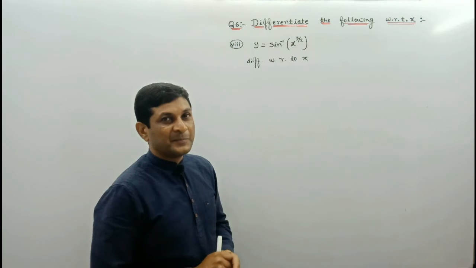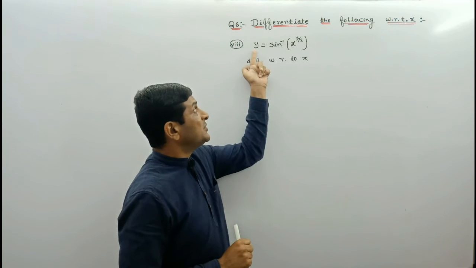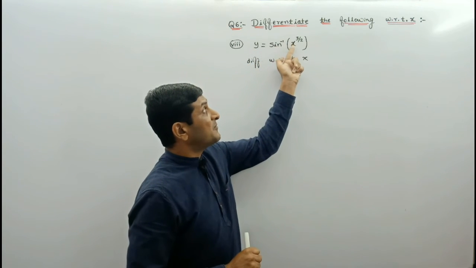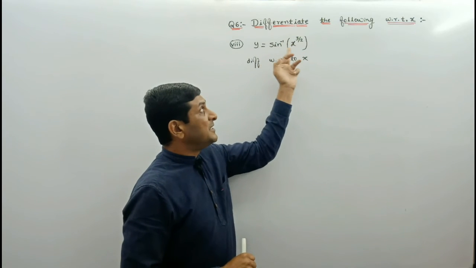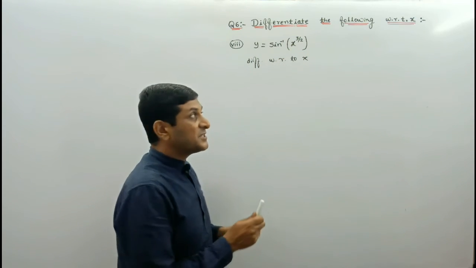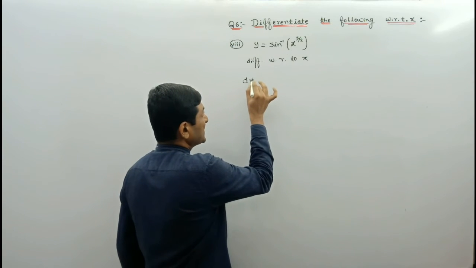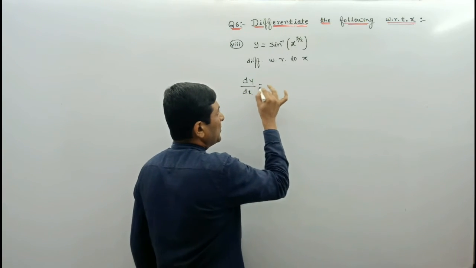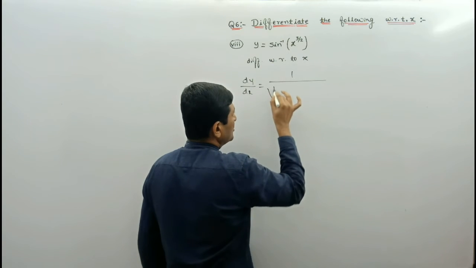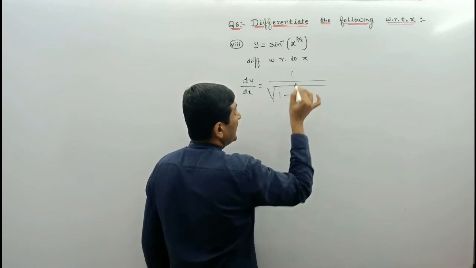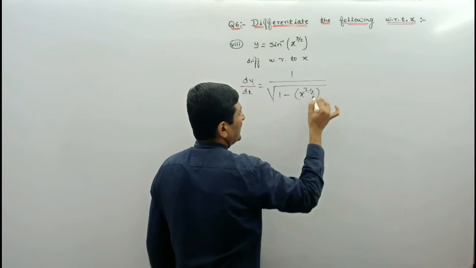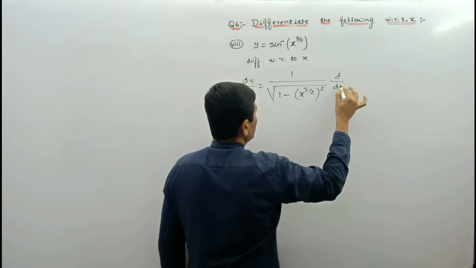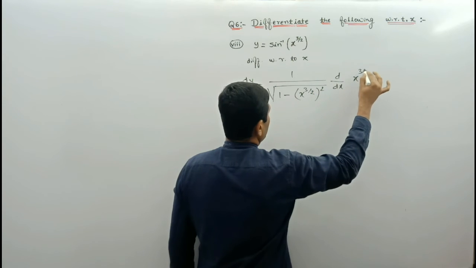Now see example number 8. In this case, the given function is y is equal to sine inverse of x raised to power 3 by 2. It means the function is in the form of sine inverse of f of x. And what is the derivative of sine inverse of f of x? It will be equal to 1 upon under root 1 minus square of f of x. What is f of x? x raised to power 3 by 2, its square, into the derivative of f of x. f of x is x raised to power 3 by 2.